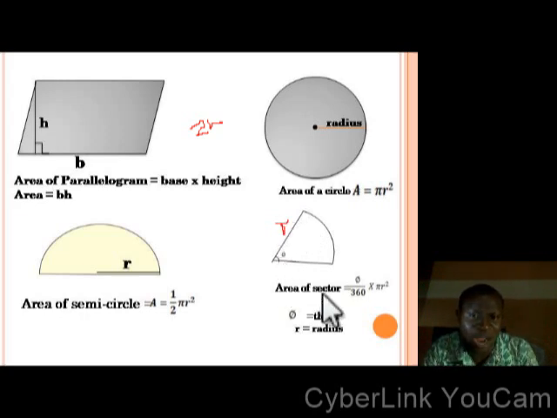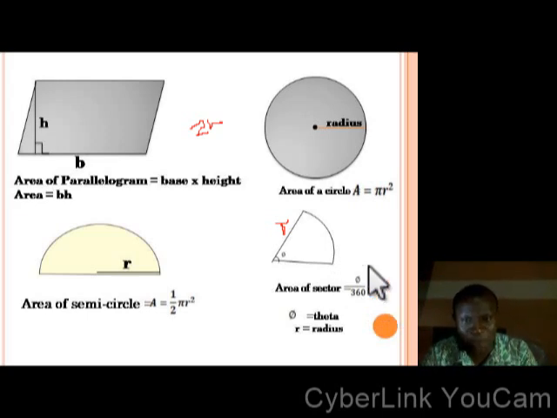So the formula for calculating the area of a sector is, this is the theta here. This symbol here is called theta. That represents the angle. So the formula is theta over 360. Why do we divide it by 360? Because we are considering angle in a circle, angle at a point. This is part of the circle. So it is theta over 360 times pi r squared.